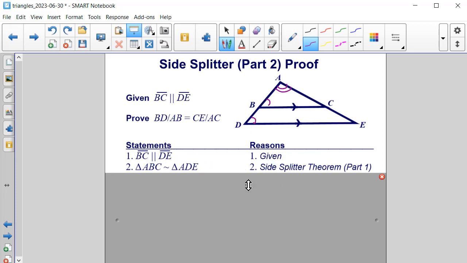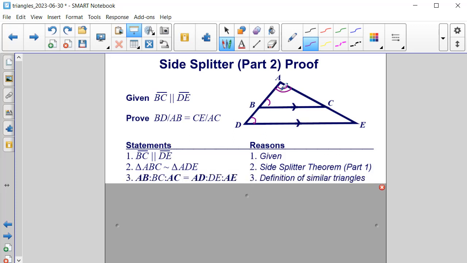And now that we have similar triangles, we can write down side length ratios in each triangle. So for triangle ABC, we can say that the ratio of AB to BC to AC is equal to the ratio of the corresponding segments in the larger triangle. So AD to DE to AE. Notice we went left, bottom, right in both cases, left, bottom, and right.